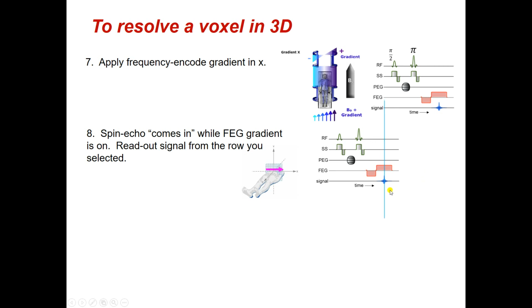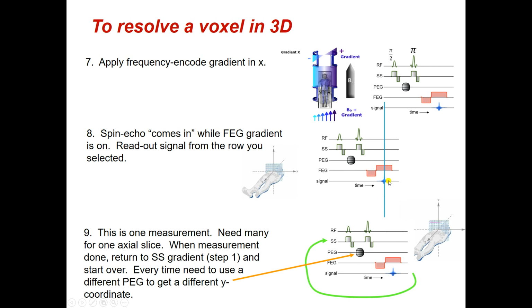These are our rules. So our rules are we're going from left to right. Whenever you're measuring RF signal, the frequency gradient better be on. Whenever you're beaming RF pi or pi by 2 pulses into the patient, slice selection gradient has to be on. And phase encode gradient comes before this data is acquired. All right. That whole thing, these 8 steps, is one measurement.